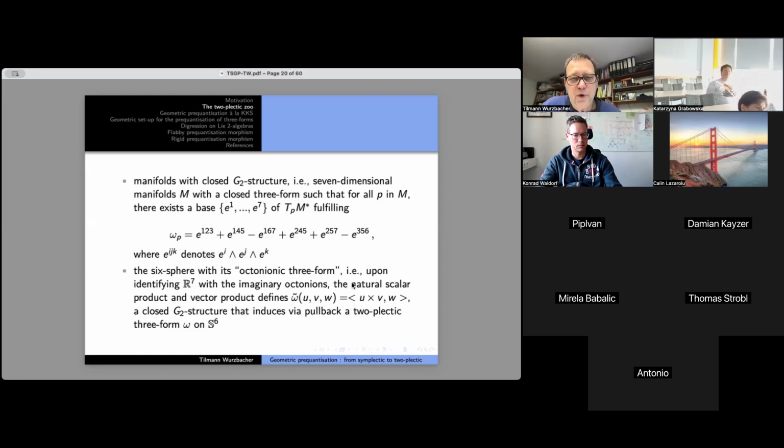And this form you can pull back to S6, and of course it's closed, and it's still non-degenerate. And this is also a rather surprising object because it's a 3 form defining a two-plectic geometry on S6, but it has a potential. So it's rather different from symplectic geometry. You have a compact manifold with a two-plectic structure, but the two-plectic structure has a potential. There is no trick with volume forms which prevents the cohomology class of omega from being 0. It can be 0.